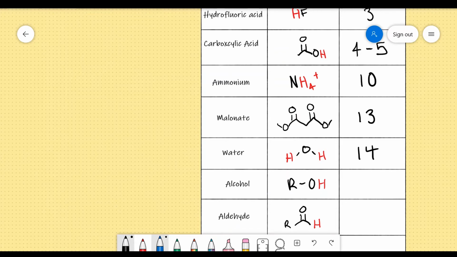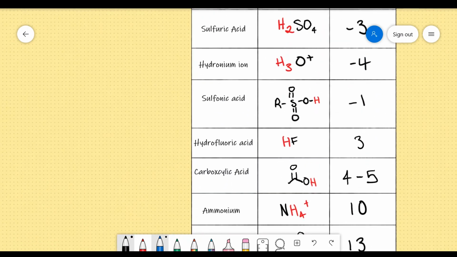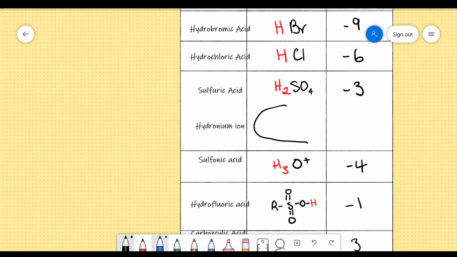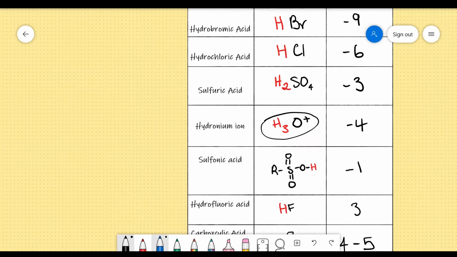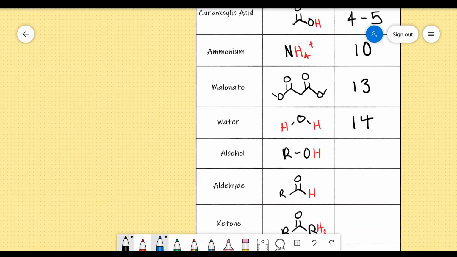Now, one thing I want you to note is that water is the conjugate base of the hydronium ion. In the hydronium ion, we have 3 hydrogens, 1 oxygen. And since that's 1 more hydrogen than our water, which is H2O, the hydronium ion is going to be more acidic. Okay. Alcohol, also very important. It's going to be between 15 and 17.